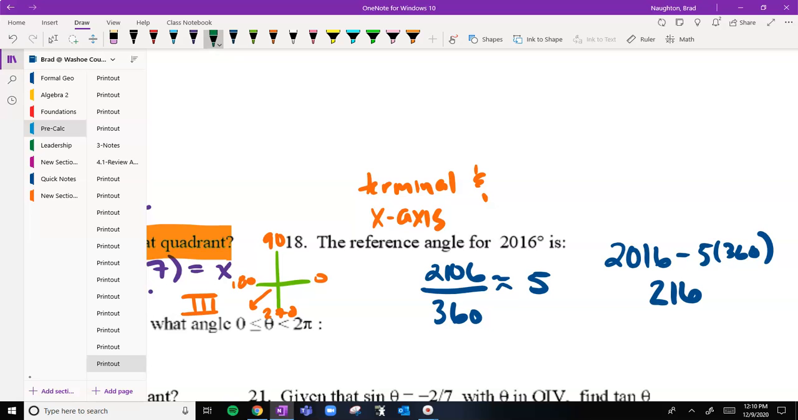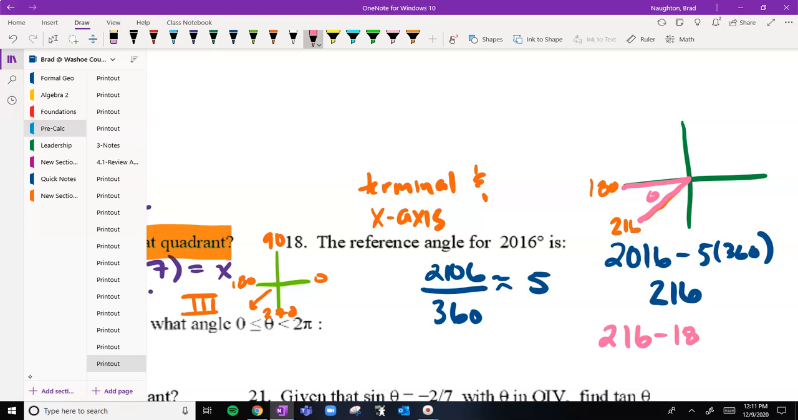So doing the same sort of thing we did before with our quadrant plane, this is 180 degrees, so 216 would be right there. So my reference angle is in between my terminal side, which is here, and my x-axis right there. This is going to be my theta, that reference angle that we need. So we'll do 216 minus 180 degrees, and that's going to give me 36 degrees, and that's the answer for number 18.